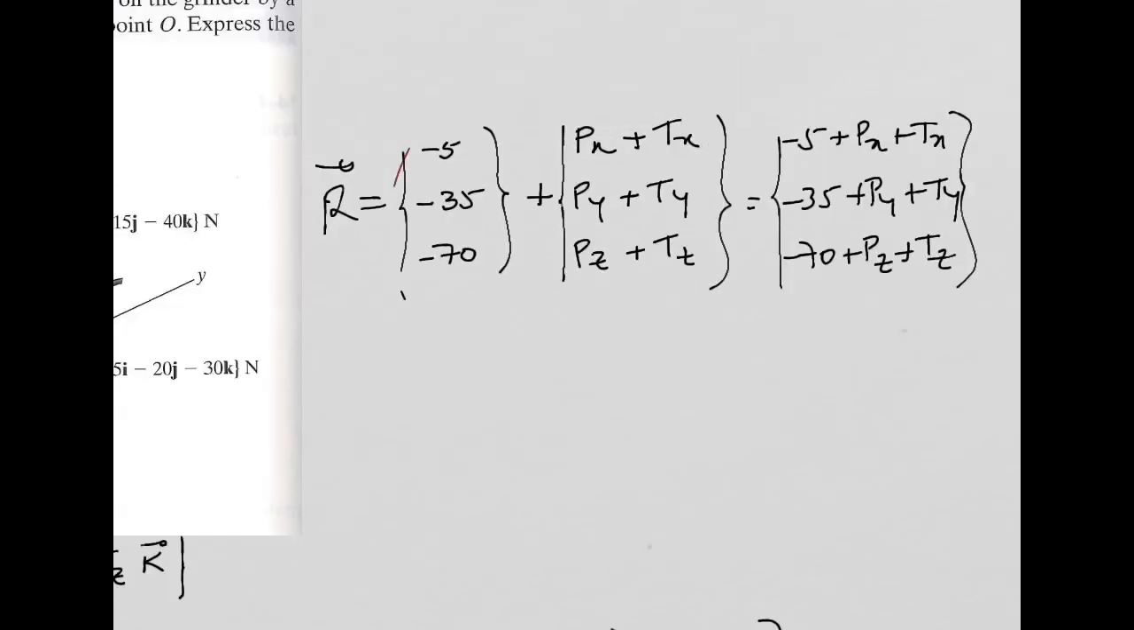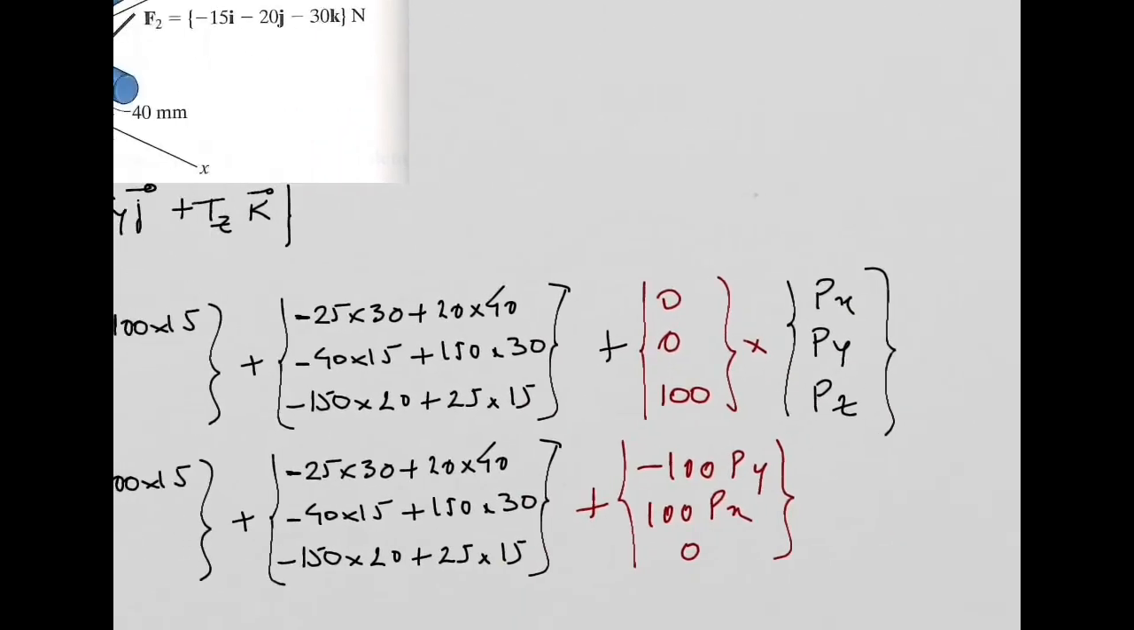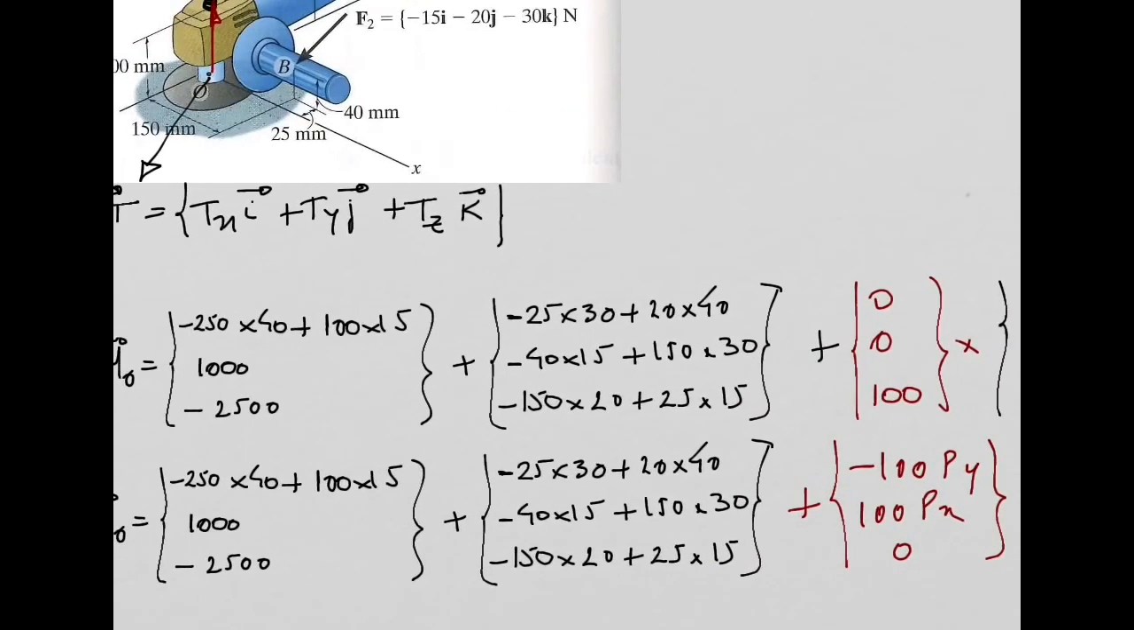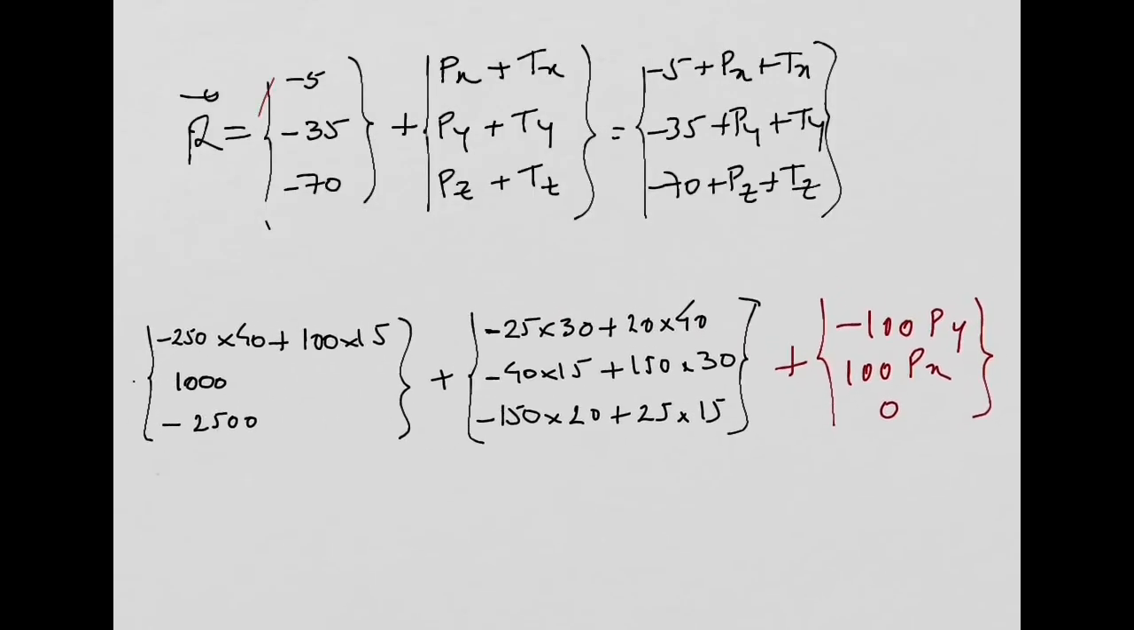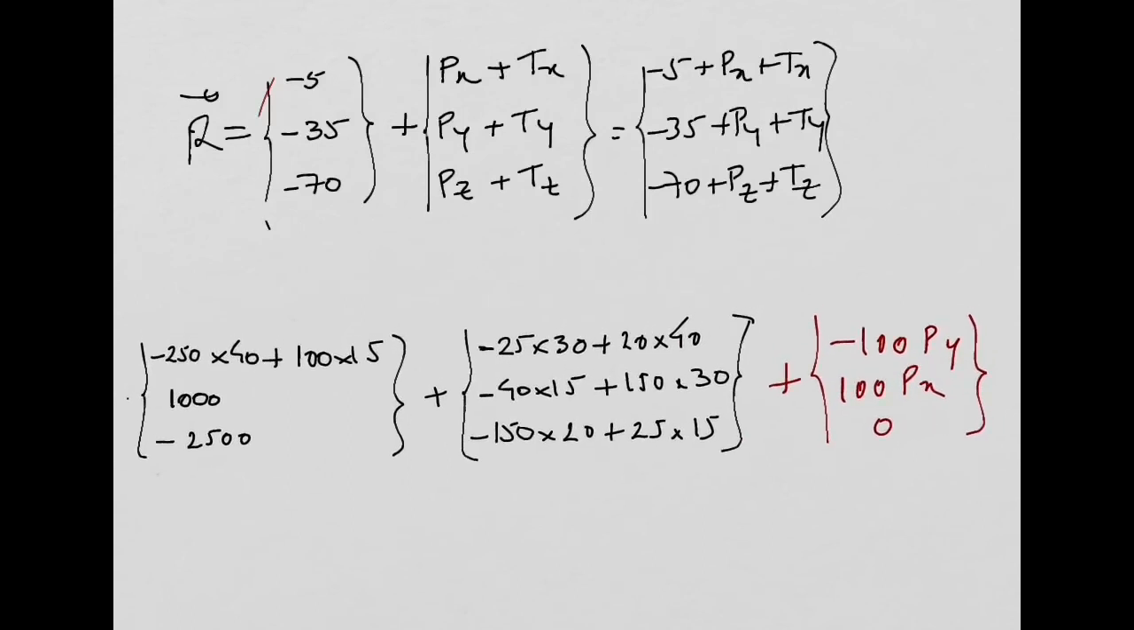I'm going now to copy the moment. So I'm going to select this. Copy, and I'm going to paste it here. So this is my moment about point O. I'm going to write it like this. MO is equal to this.